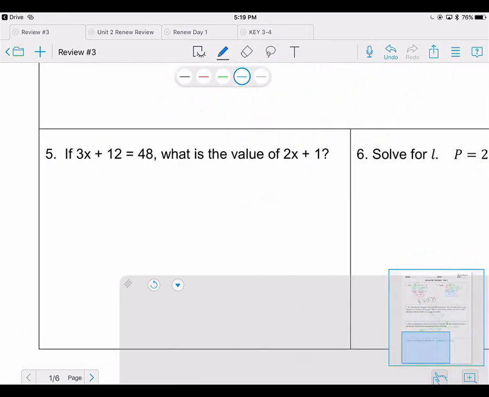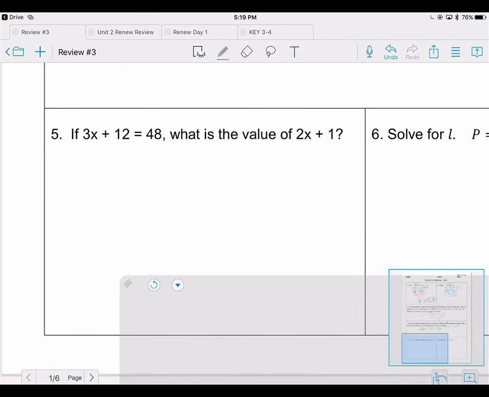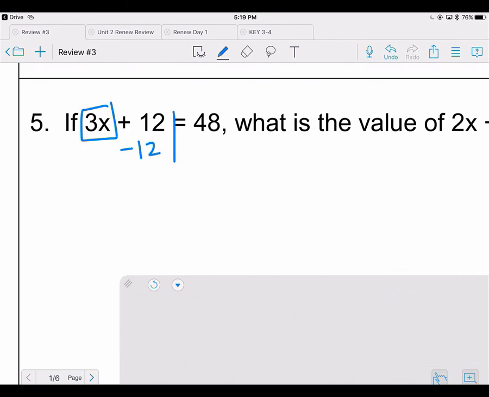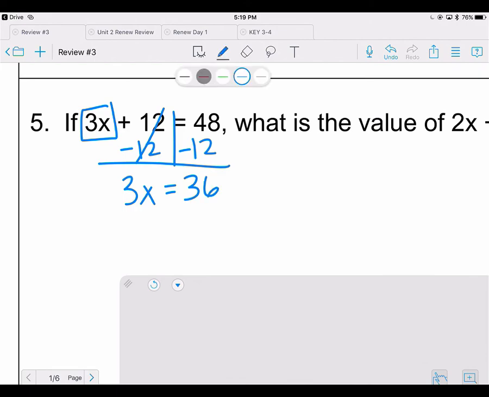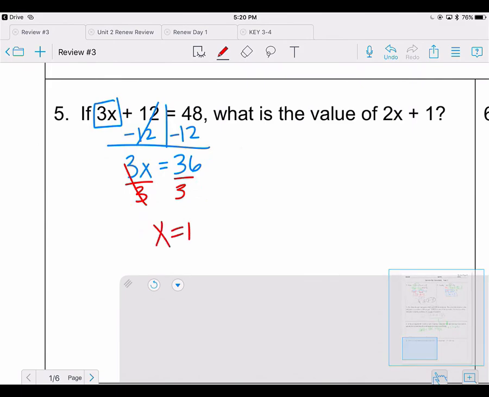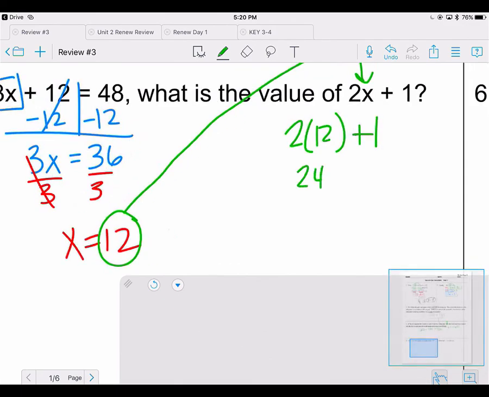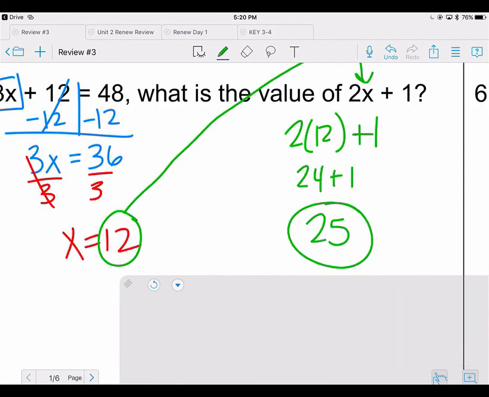Problem 5, if 3x plus 12 equals 48, what's the value of 2x plus 1? Well, in order to find 2x plus 1, I first have to find 1x. So I'm going to take this 3x plus 12 equals 48 and solve. Remember, I solve for x by moving 12. In order to move a positive, I subtract it. So 3x equals 36. And then divide both sides by 3. X equals 12. So if 1x equals 12, I'm going to plug this in here because I want 2x plus 1. So 2 times 12 is 24. 24 plus 1 would be 25.